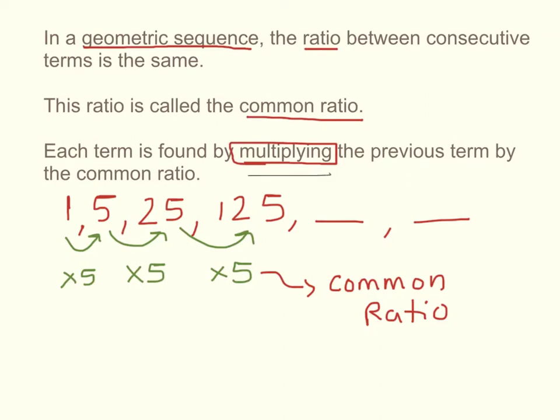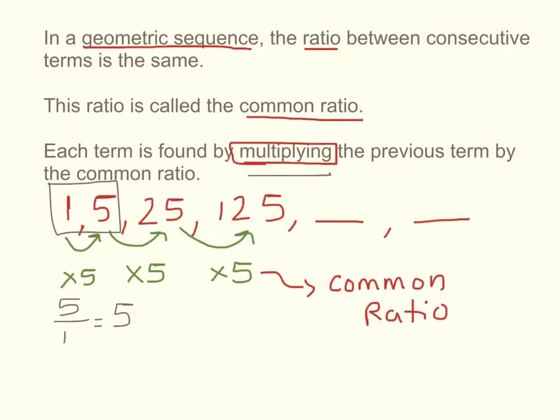So, how do we find the common ratio? Well, let's take the first two terms. You can do any terms as long as they are consecutive. So 5 and 1, we're going to divide them. So 5 over 1 equals 5. So that's going to tell us that 5 should be our common ratio if this is a geometric sequence.